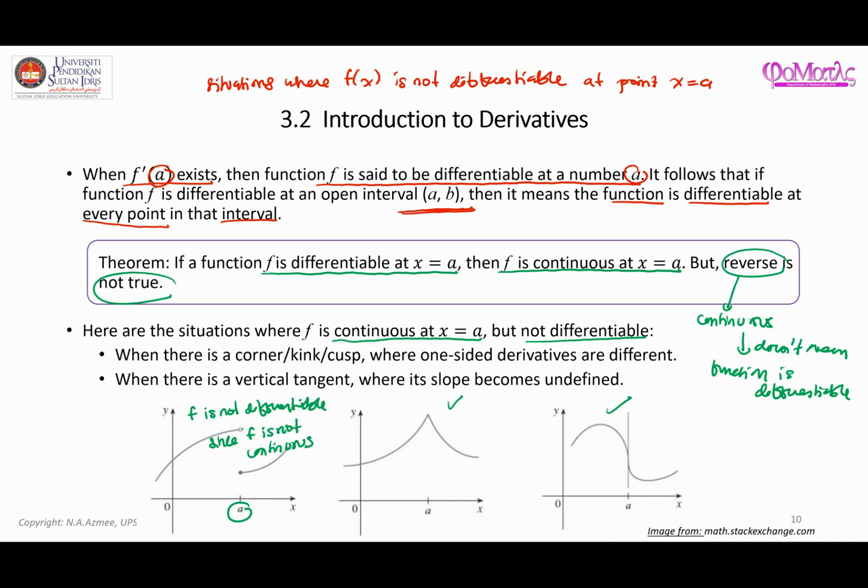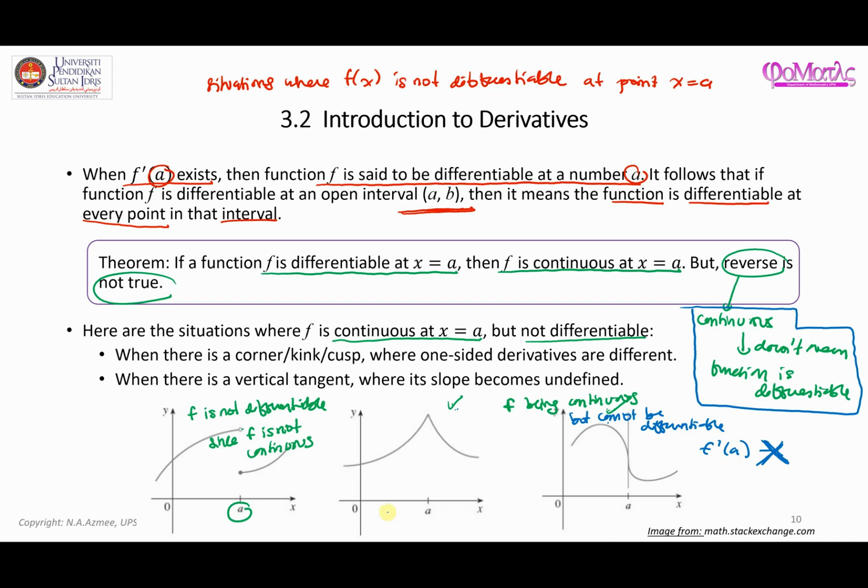These two cases show f being continuous. However, in these two cases, this function is not differentiable. This goes to the statement I said earlier: continuous doesn't mean it can be differentiated. These two examples are where the function is continuous but not differentiable. You cannot obtain f prime a.